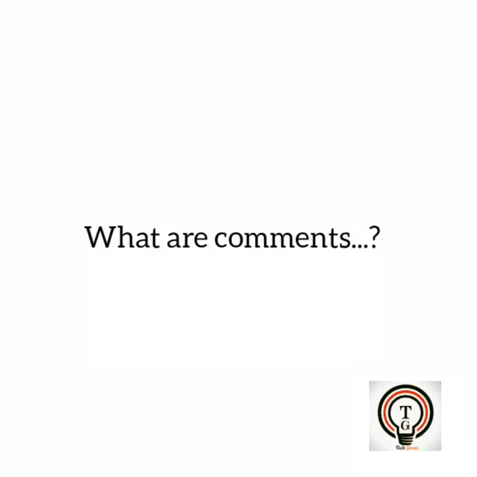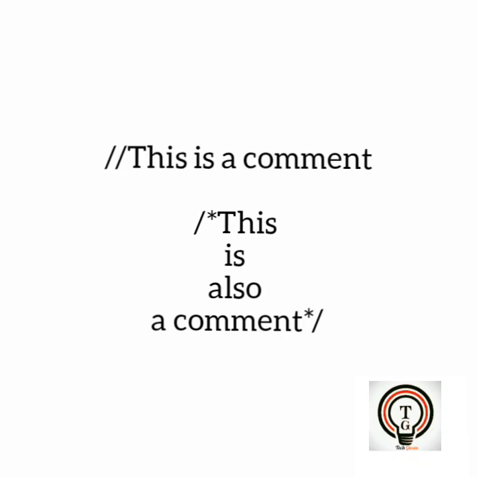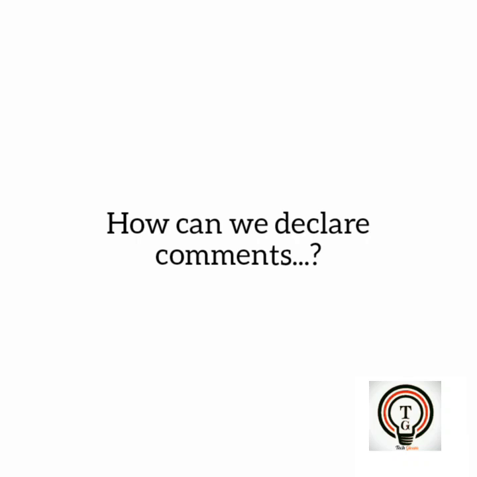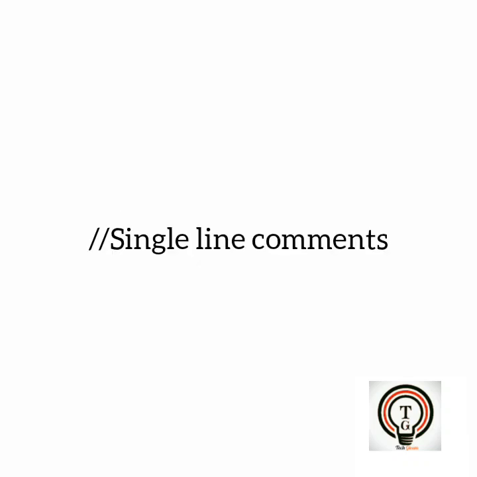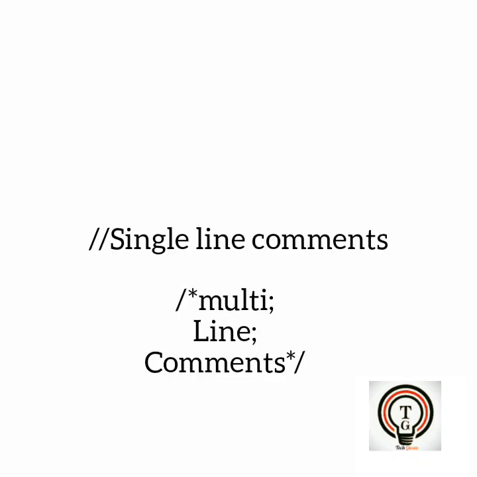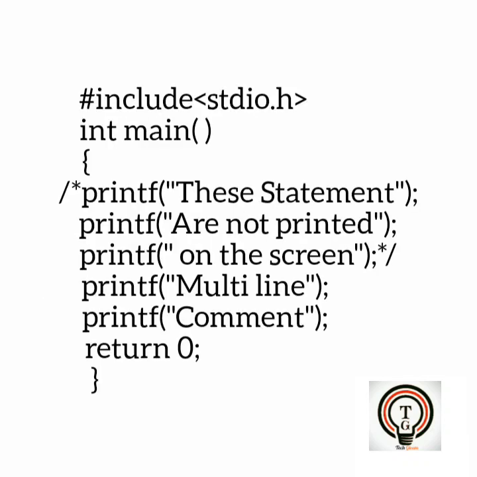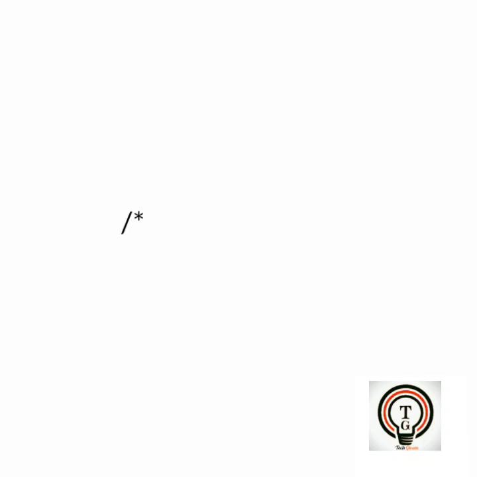What are comments? If we want to write some statements to let the reader understand what is happening in the program, we can use comments. How can we declare comments? Comments are two types: single line comment, multi line comment. Single line comments. If you want to comment statements located at random location in the program, we can use two forward slashes. Multi-line comment. If you want to comment statements located continuously, we can put those statements between slash star and star slash.